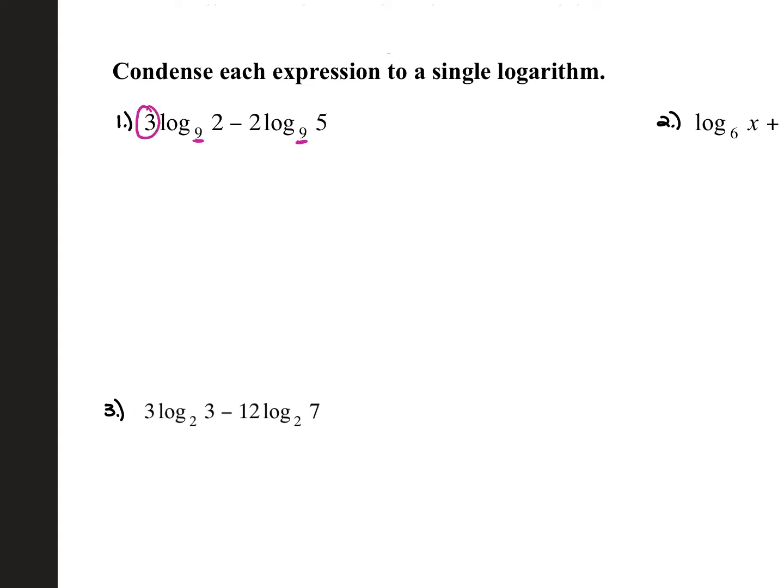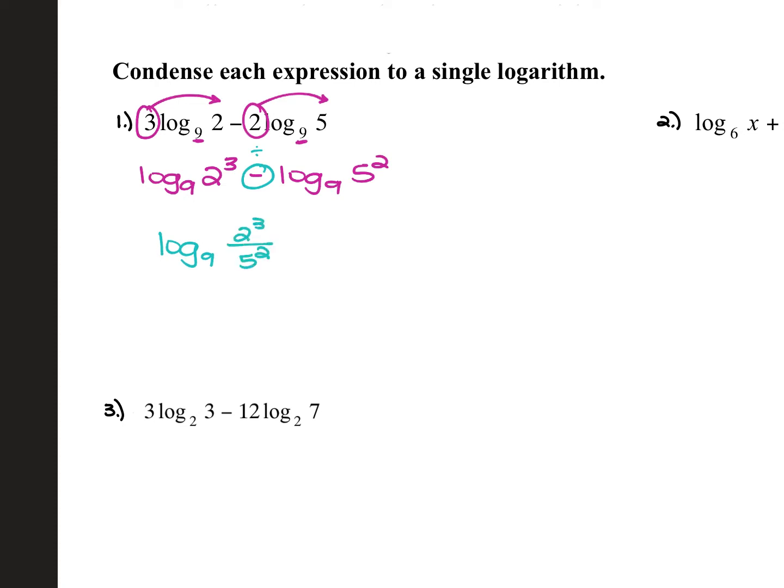So we're going to bring the 3 to be the power on the 2 and the 2 to be the power on the 5. So that's going to give us log 9 of 2 to the third power minus log 9 of 5 squared. Next, you want to undo your subtraction and represent it with division. So you're going to keep that log 9, just now divide the 2 to the third power by the 5 squared. You can leave it in exponential form like this, so you do not need to do 8 over 25. You can, like I said, leave it 2 to the third power over 5 squared.